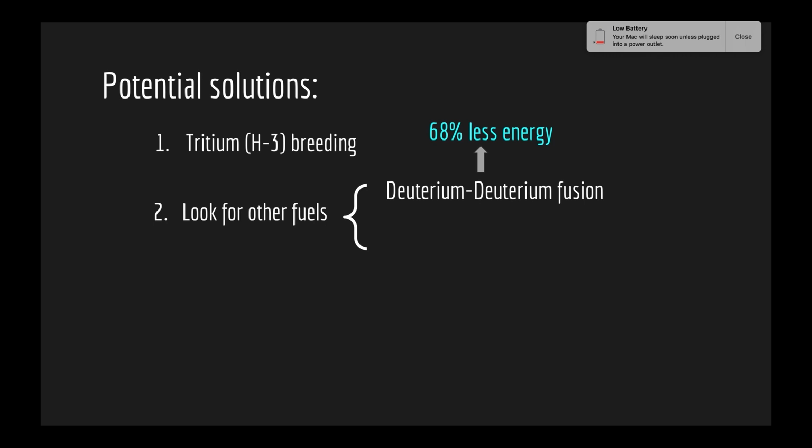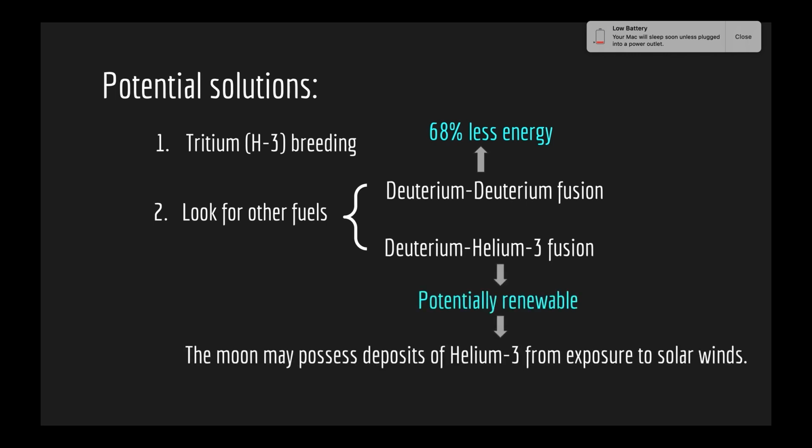So we come up with another way, using deuterium and helium-3 fusion. Helium-3 is potentially renewable, as the Moon may possess deposits of helium-3 from exposure to solar winds. If we are able to mine the Moon for helium-3, deuterium and helium-3 fusion will likely be the best choice for fusion reactors in the future.